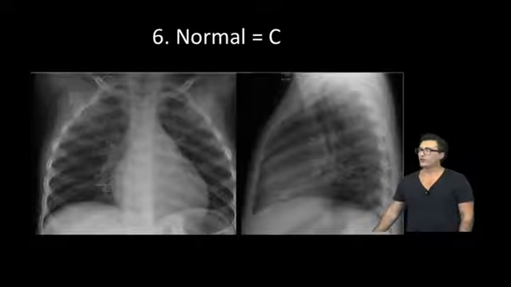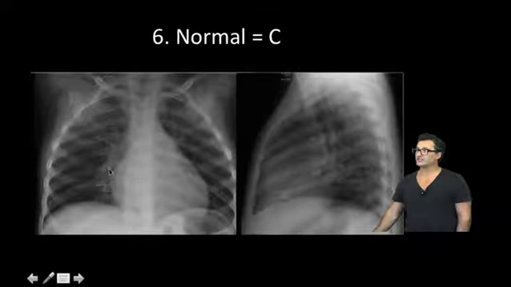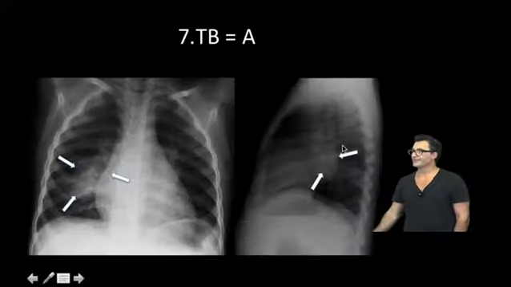This is patient I called normal. You can see the hilum very nicely because the patient is slightly rotated. There are no bronchial compressions and definitely no oval masses or donut sign on the lateral.